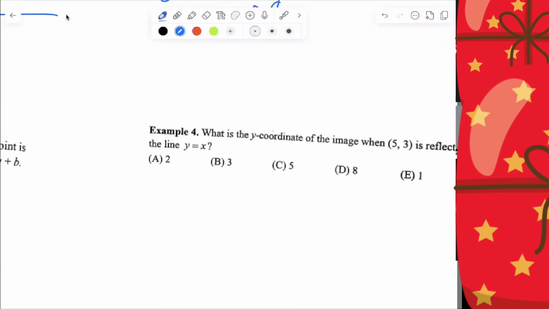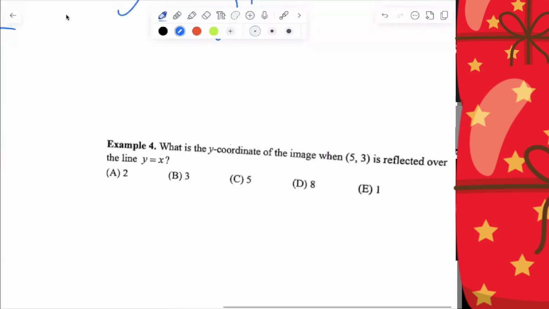Alright, let's get started with the discussion. I hope you found that the method to solve this question is really fast, and it's just because y equals x. What does y equals x mean? x is equal to y, so the x coordinate is equal to the y coordinate. So basically they're swapped. That's all you have to do.